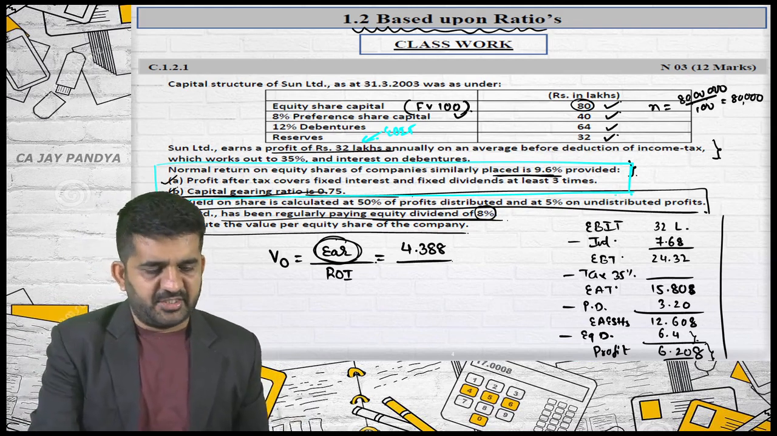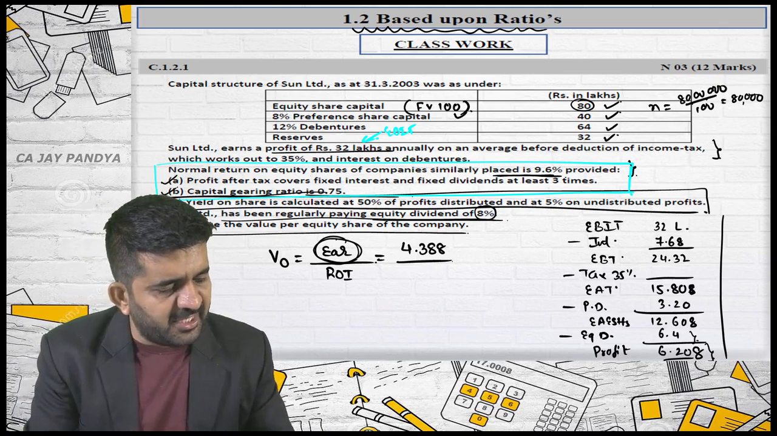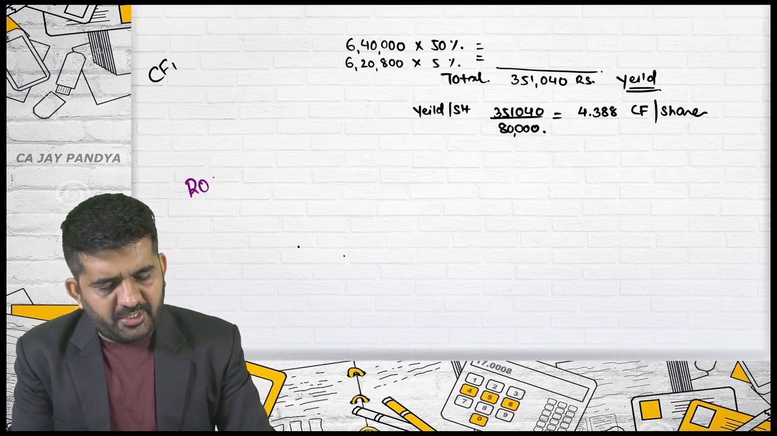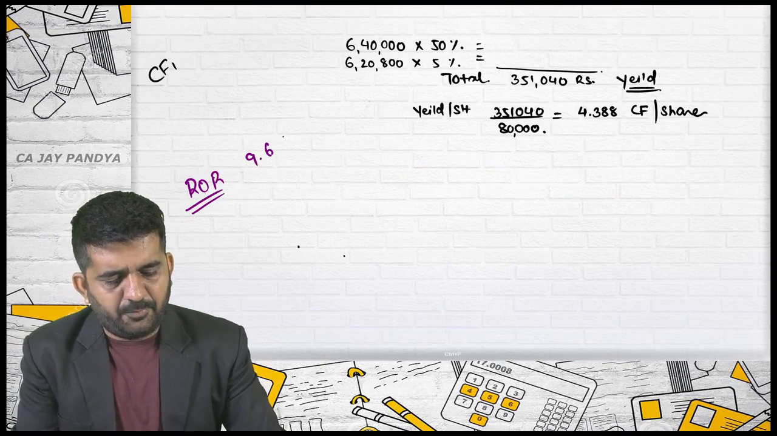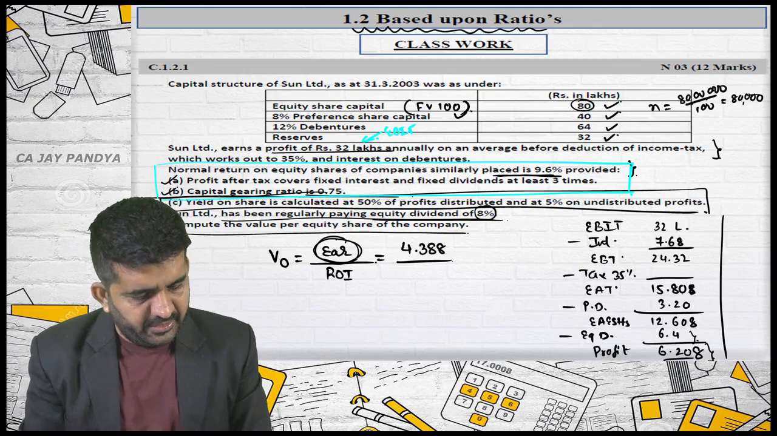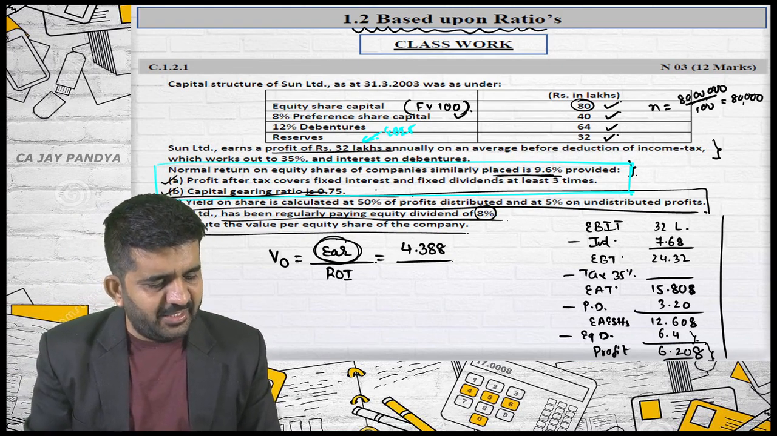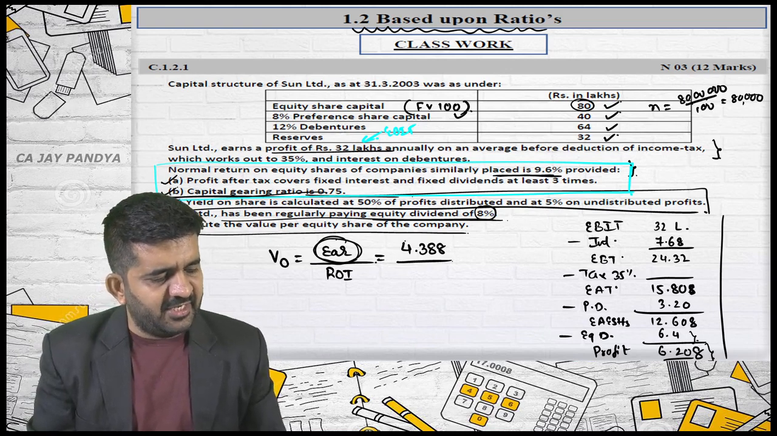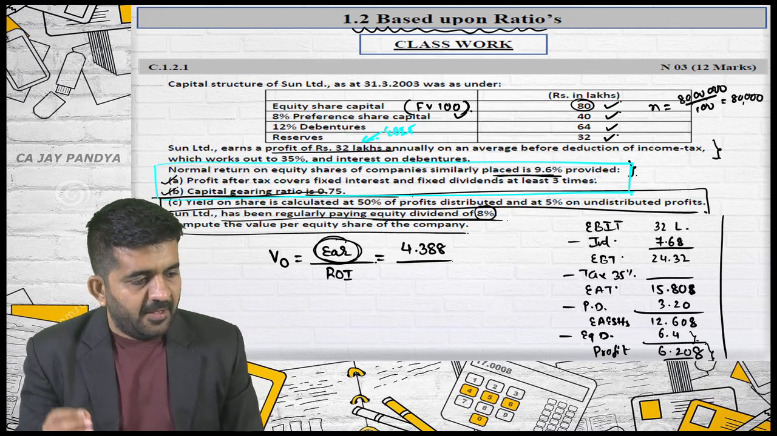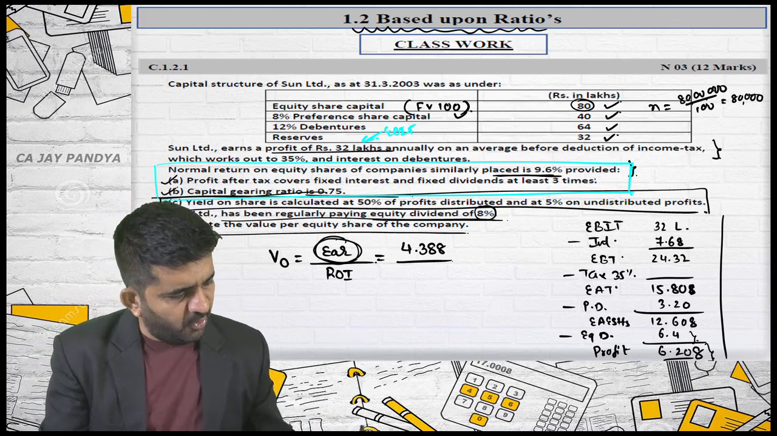See what does the question say. Normal return on equity shares of the similar type of company placed as 9.6%. So what should be your required rate of return? Should be 9.6%. Provided, number one, profit after tax covers fixed interest and fixed dividend at least 3 times. Sorry. Profit after tax covers. Now what is profit after tax?